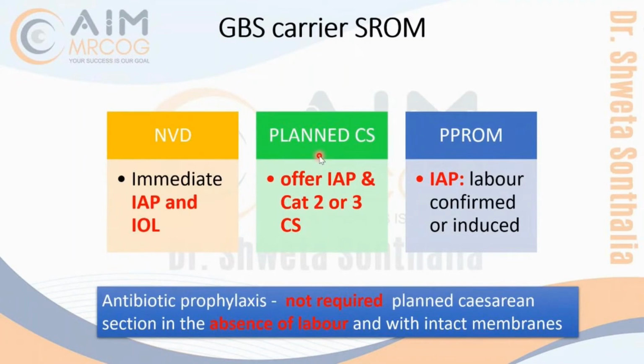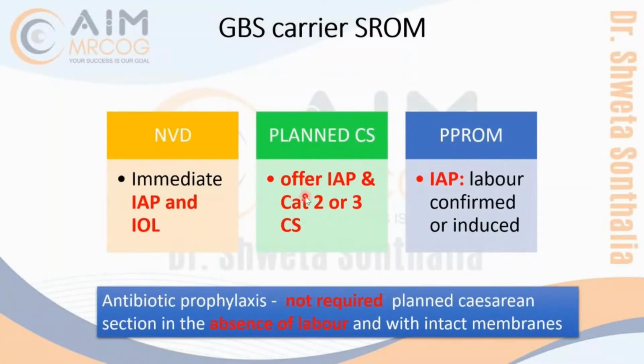Or at 37 weeks, she comes to you with rupture of membrane. What to do now? If she comes to you with rupture of membrane, you immediately start the same way here. Rupture of membrane is a risk. You are not going to wait. You will immediately give her IAP, as well as do the fast track CS, category 2 or 3 CS.